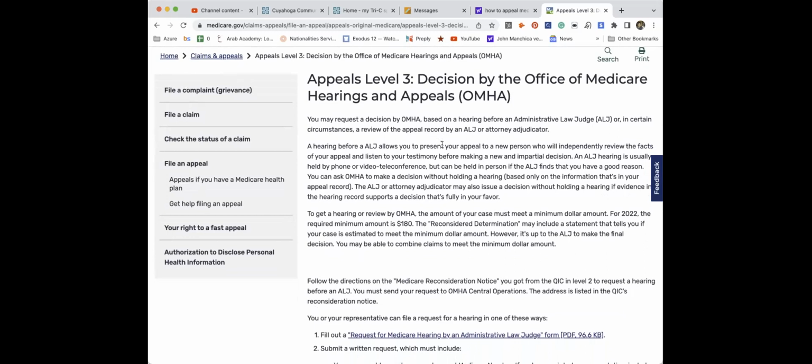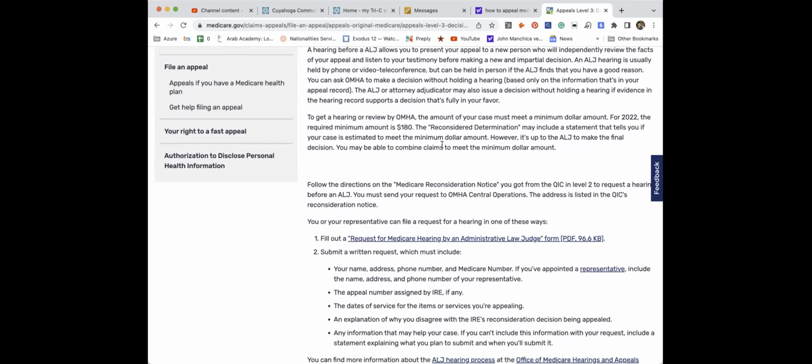To get a hearing or review by the Office of Medicare Hearings and Appeals, the amount of your case must be at a minimum dollar amount. For 2022, the required minimum is $180. The reconsidered determination may include a statement that tells you if your case is estimated to meet the minimum dollar amount. However, it's up to the ALJ to make the final decision. You may be able to combine claims in order to meet the minimum dollar amount. So follow the instructions on your Medicare reconsideration notice you got from the QIC, or I think it's qualified intermediary.